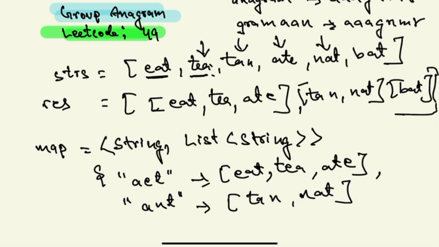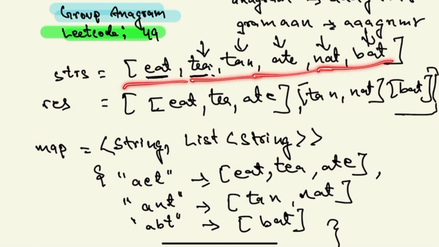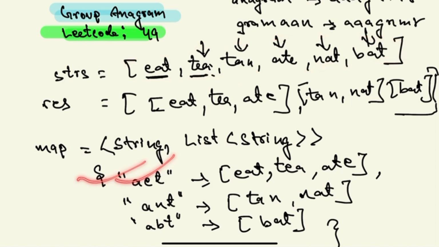So now the next word is bat. For bat, we don't have any existing key, so we'll form another key. After sorting, you will get ABT, and then you will form a list with the word bat. Now, we are done iterating over this array of strings. We are done for every word. We've created a map of string to list, which now has all the groups.